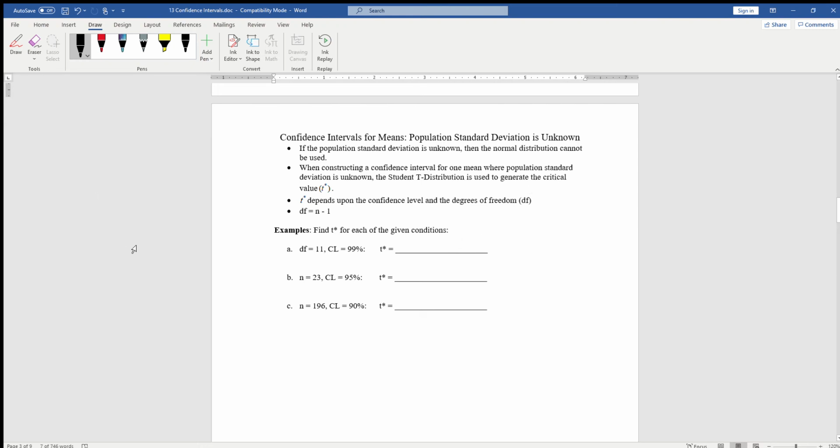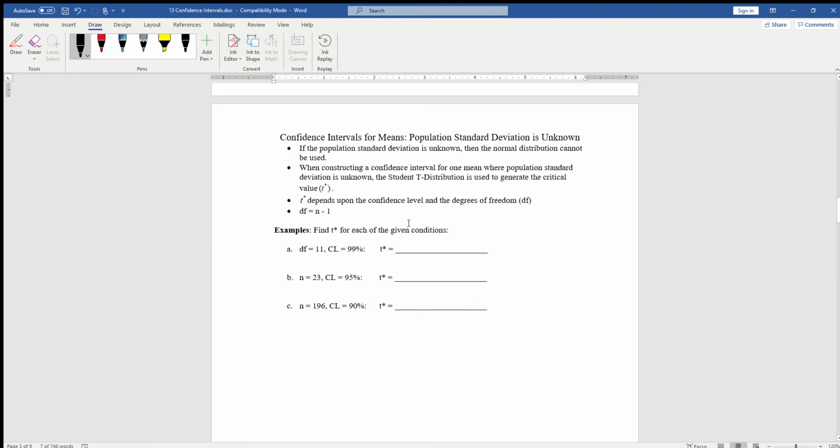Okay, so now that we know how to read the t-distribution, what we're going to do is take a look at some of the properties of the t-distribution, being able to find the t-critical in the chart, and then also applying it to a confidence interval of one mean where the population standard deviation is unknown.